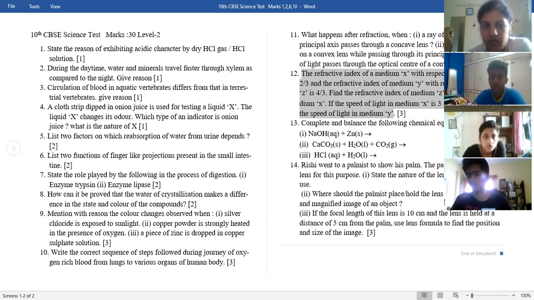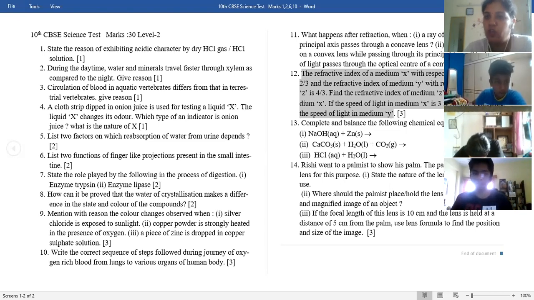Clear first part? Second point, copper powder is strongly heated in the presence of oxygen. So copper, which is brown in color, when heated strongly, gets coated with copper oxide, which is black in color. So the color changes from brown to black. You have to mention brown at the end. Although you describe everything, at the end, write down the color changes from brown to black in one statement.